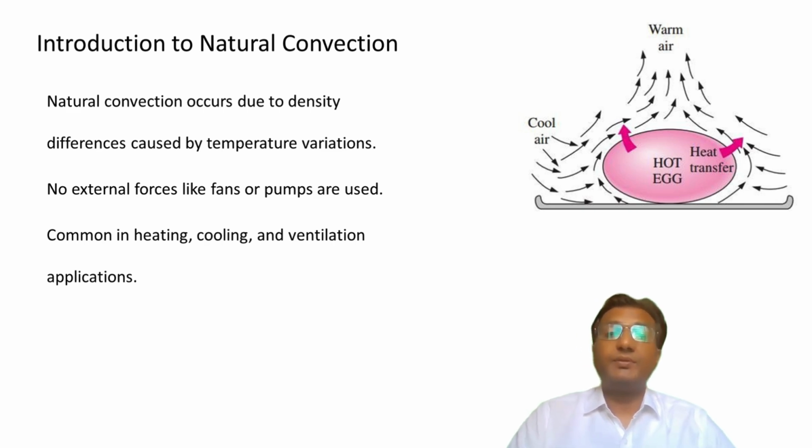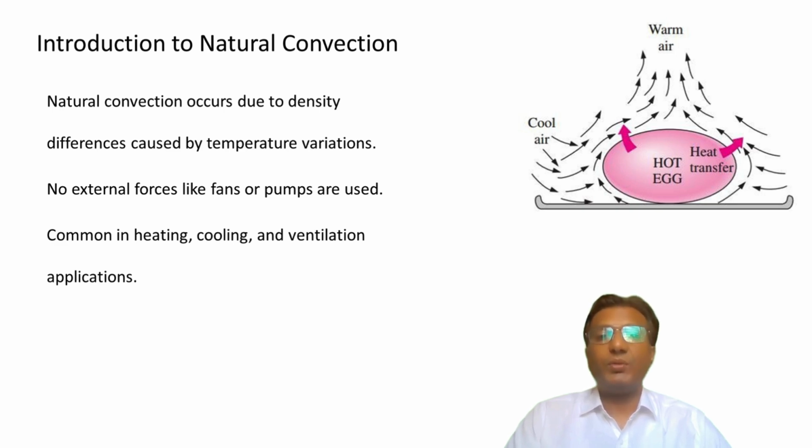Let's begin with the fundamentals of natural convection. Natural convection occurs when temperature variations in a fluid cause density differences, leading to fluid motion without external forces like fans or pumps. For example, when air near a hot radiator warms up, it becomes less dense and rises, drawing cooler air in to replace it. This process is passive, relying solely on the fluid's response to temperature changes.